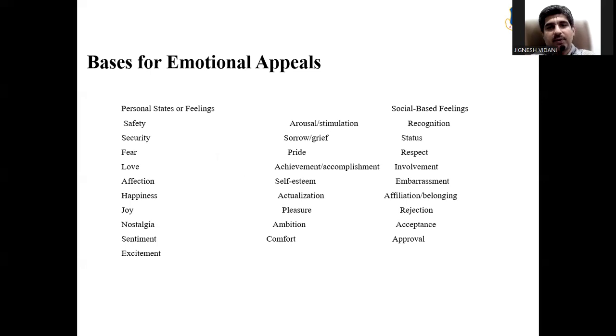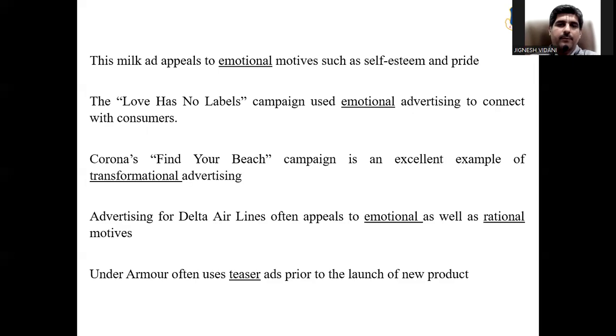Basis of emotional appeals. Emotional appeals are based on personal states of feelings: safety, security, fear, love, affection, happiness, joy, nostalgia, sentiment, excitement, arousal, stimulation, sorrow, grief, pride, achievement, accomplishment, self-esteem, actualization, pleasure, ambition, comfort; and social-based feelings: recognition, status, respect, involvement, embracement, affiliation or belonging, rejection, acceptance, and approval.